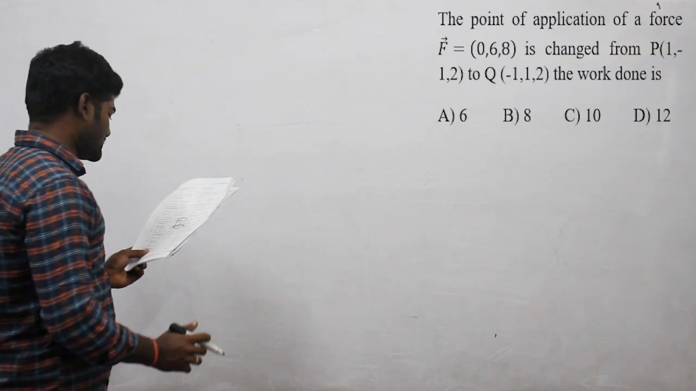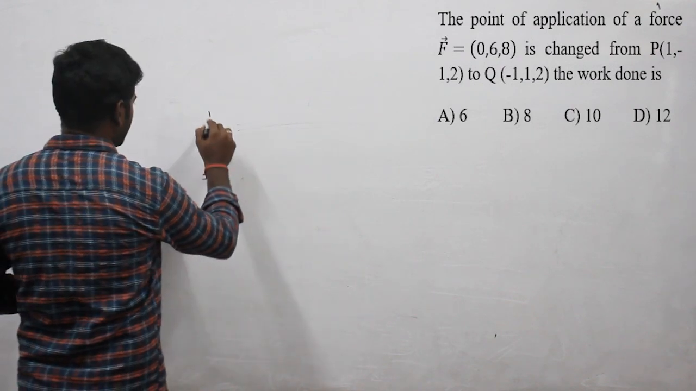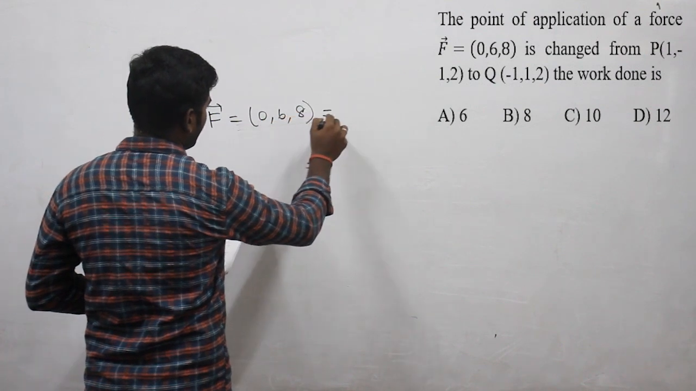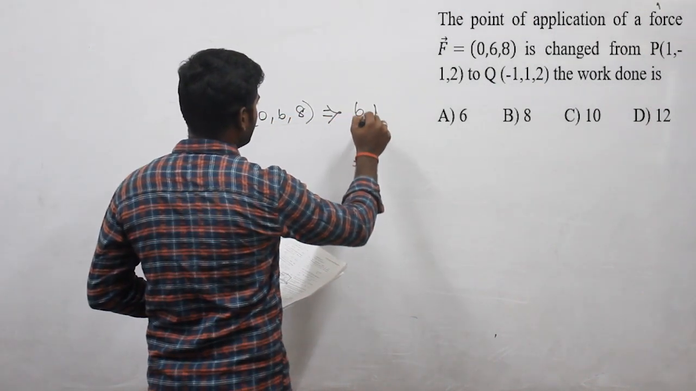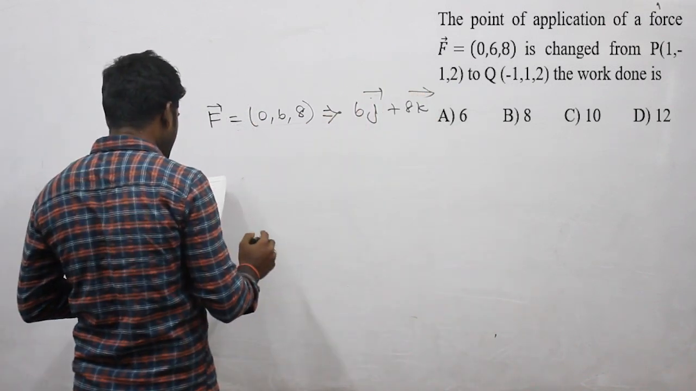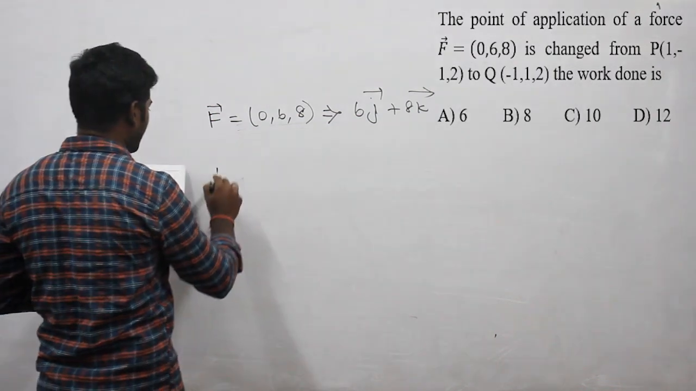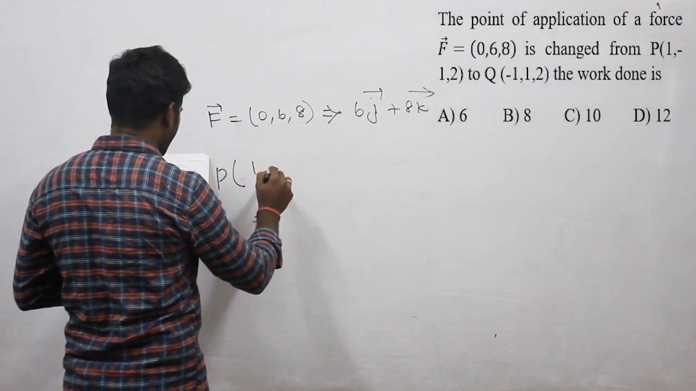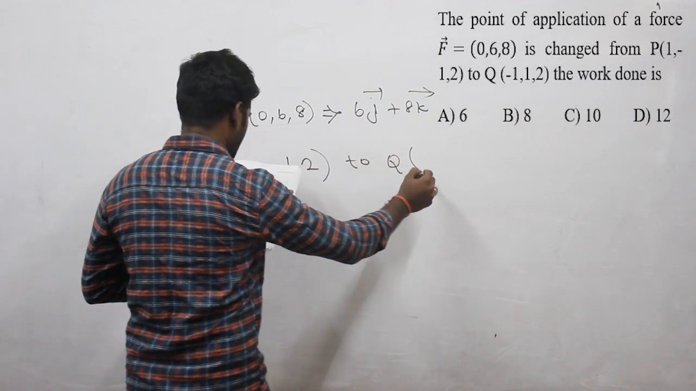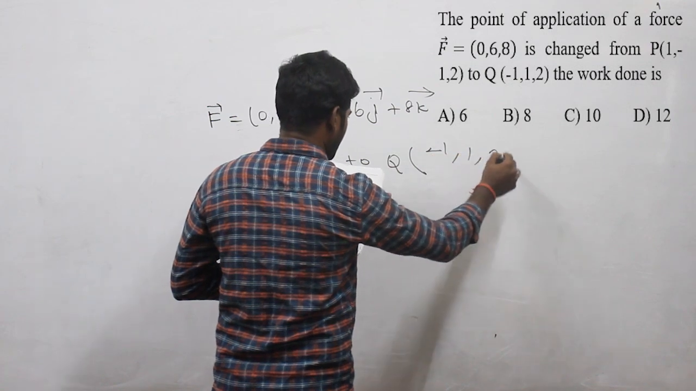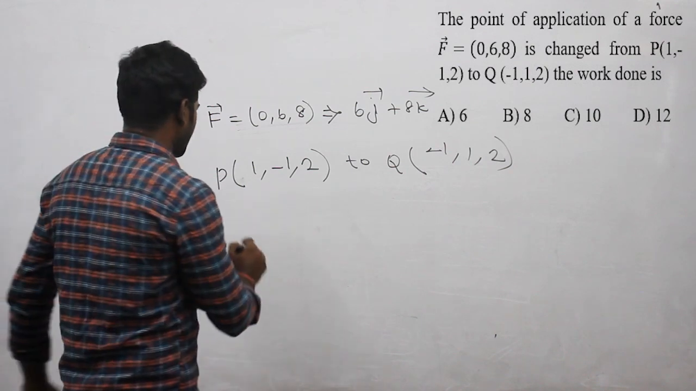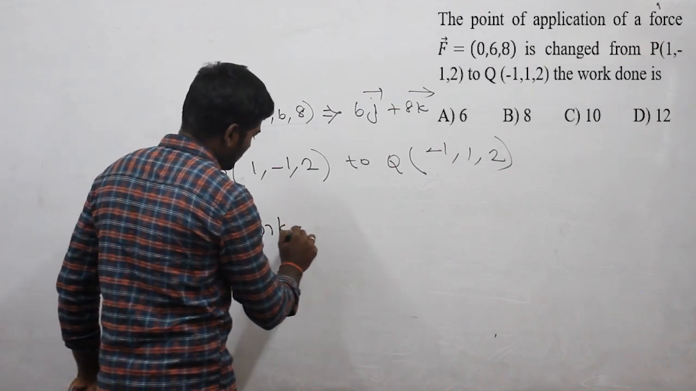In the solution for the fifth question, the point of application of force 0, 6, 8, so you can write this as 6j vector plus 8k vector, is changed from p equal to 1, minus 1, 2 to q equal to minus 1, 1, 2. So they have given two positions, right? So they are asking the value of the work done, right?